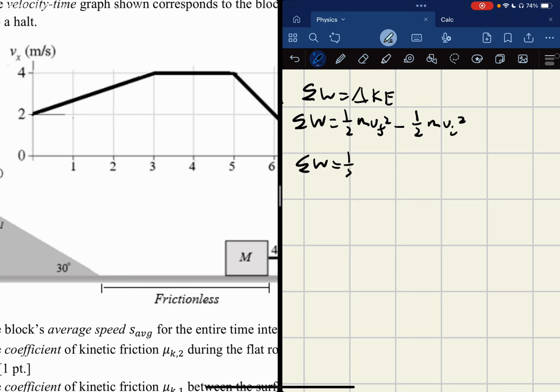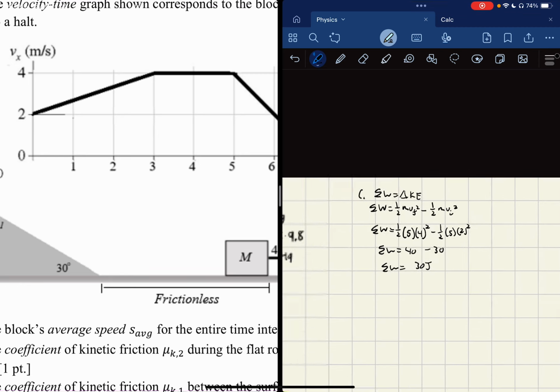So you go to 1/2, and the mass is 5, times vf, 4 squared, minus 1/2 times 5 times 2 squared. So net work is equal to 40 minus 10, so net work is equal to 30 joules.